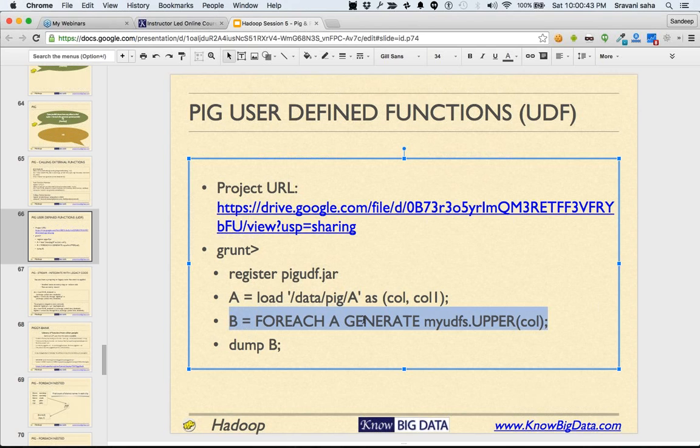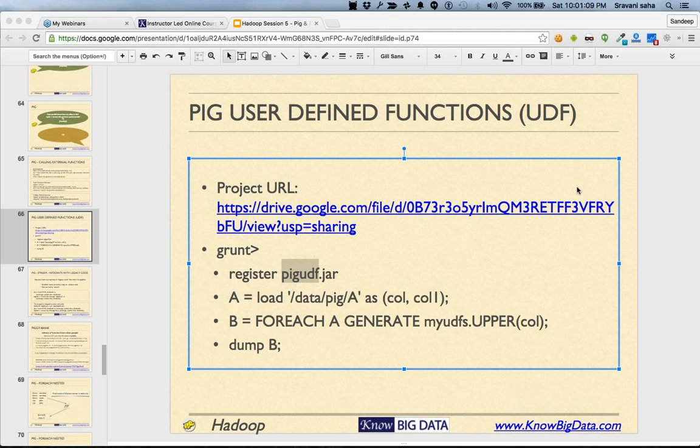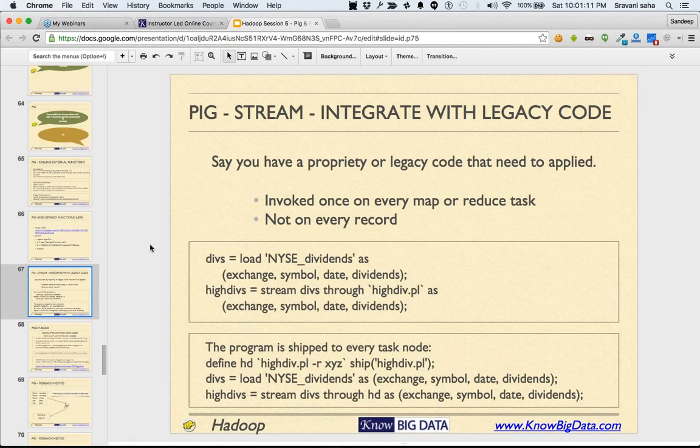Registering is like saying, here is my jar, take it to all the nodes, and when somebody is calling the function, look up in this file as well. The moment you say register, it will go through the list of what is inside it and build a kind of class path. When somebody says myudf.upper, it looks up in pigudf.jar as well. All right.